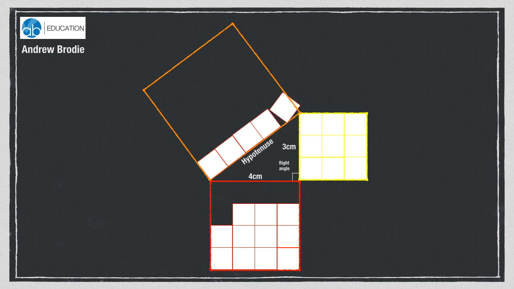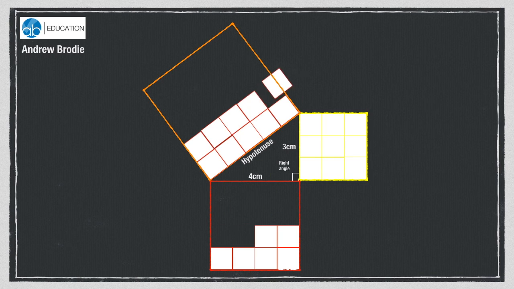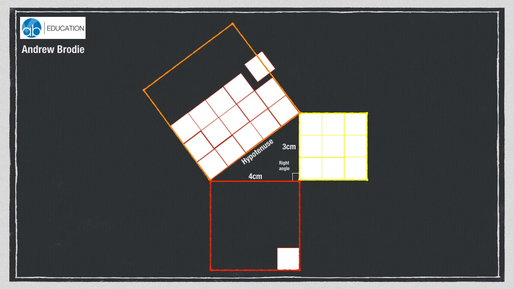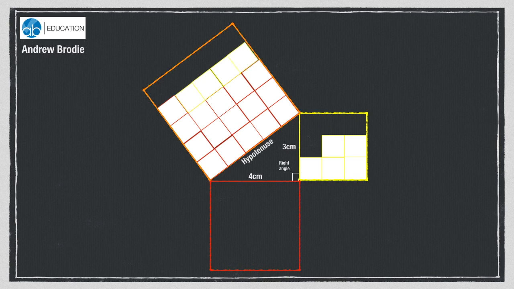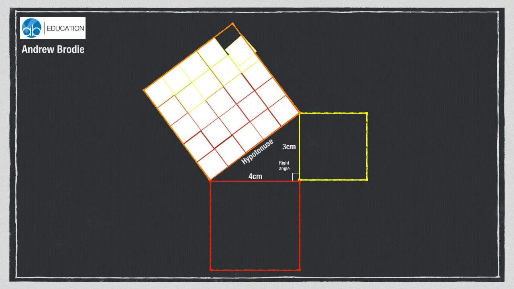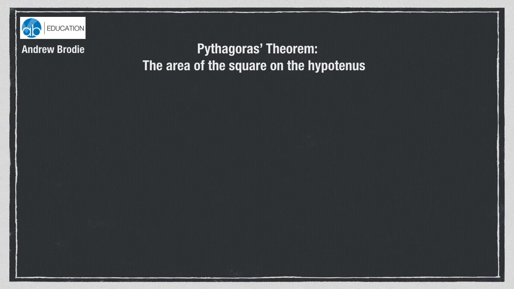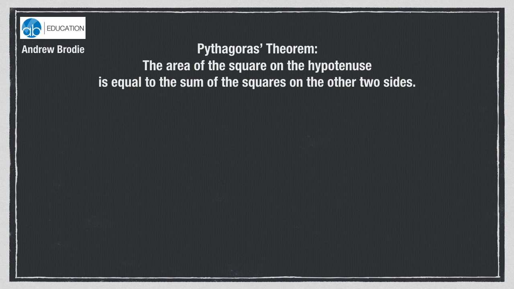Now watch as we find the area of the square on the hypotenuse. The area of the square on the hypotenuse is 25 square centimeters, which is the sum of the other two sides. So the length of the hypotenuse must be 5 centimeters, which is the square root of 25, because 5 times 5 is 25. Pythagoras theorem states that the area of the square on the hypotenuse is equal to the sum of the squares on the other two sides.